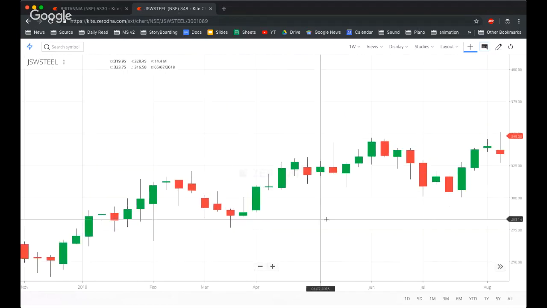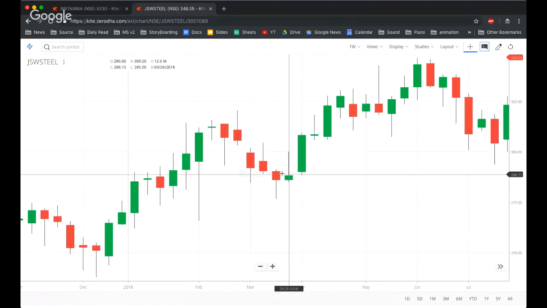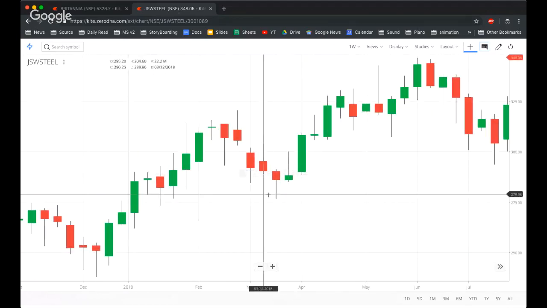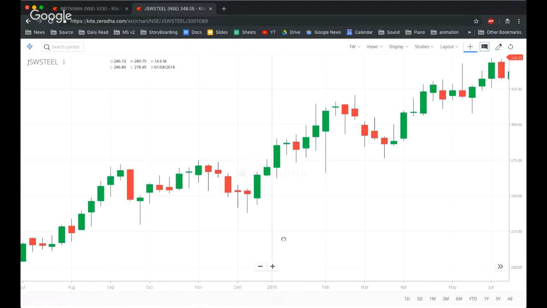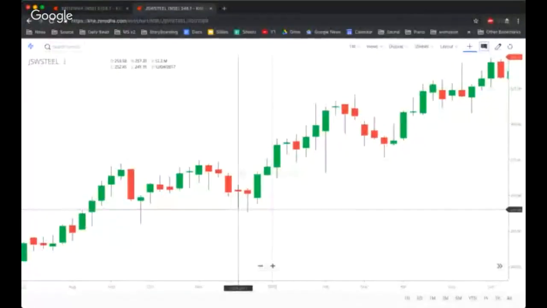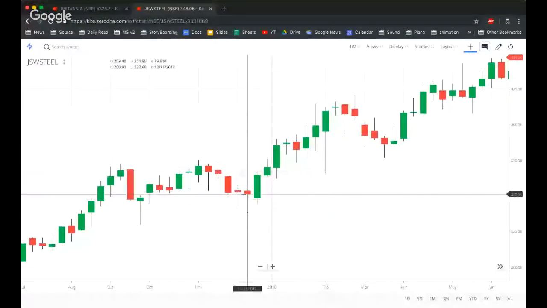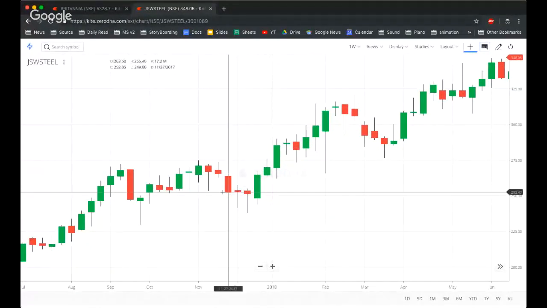So this is JSW Steel. Does everyone agree that this is a hammer? Well, let's go even further. Does everyone agree that this is a hammer? Everyone agrees? Yes? Perfect. So if this is a hammer, what we need to do is find out whether it is at a previous swing low. So that's our swing low right here.